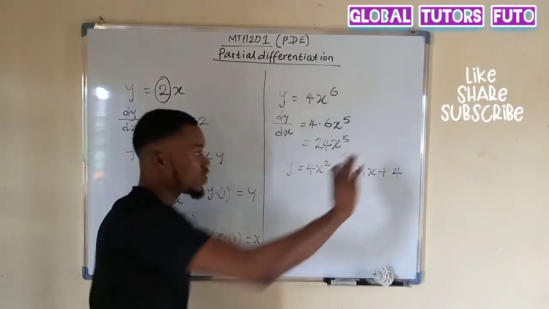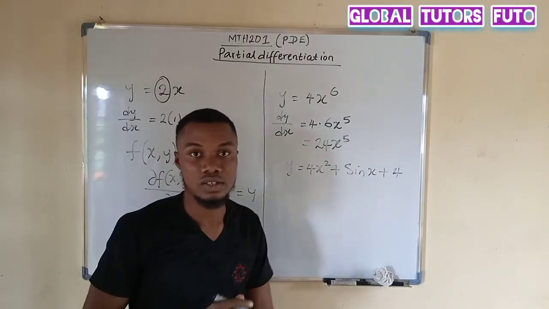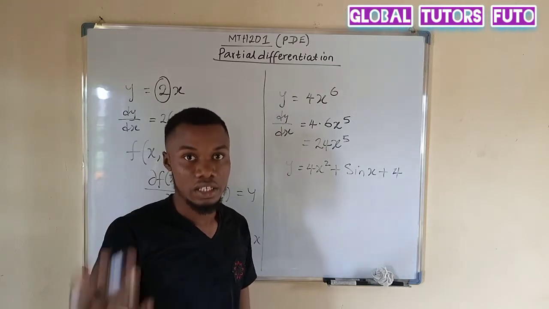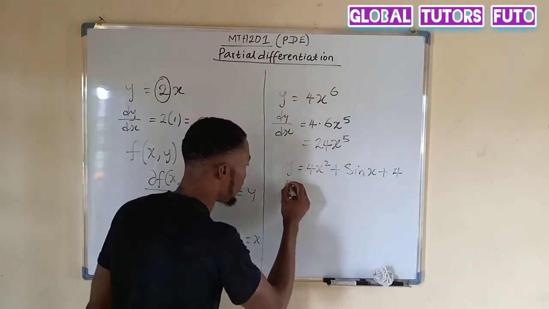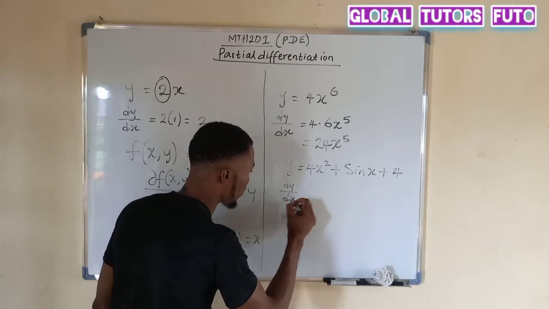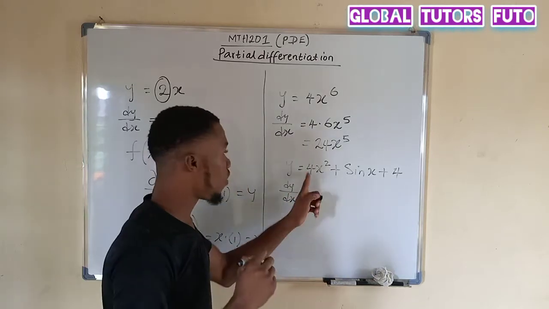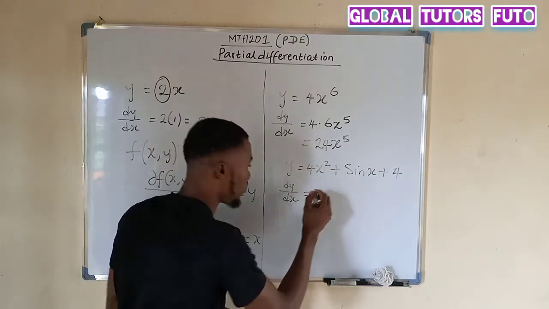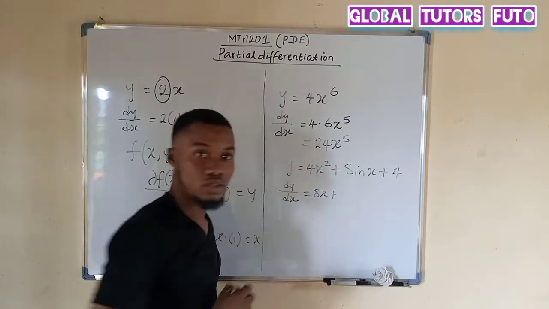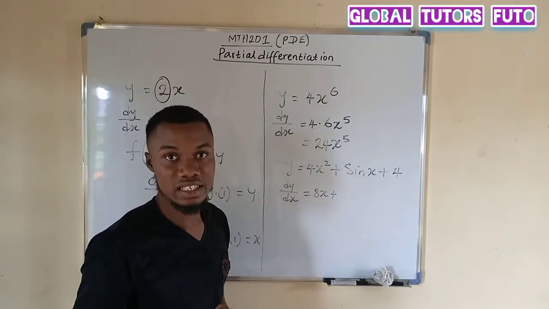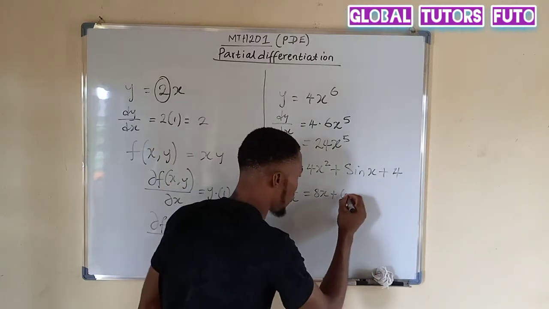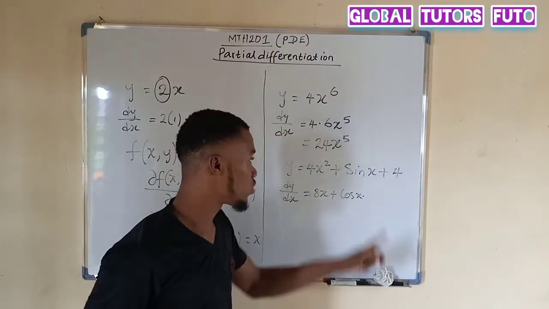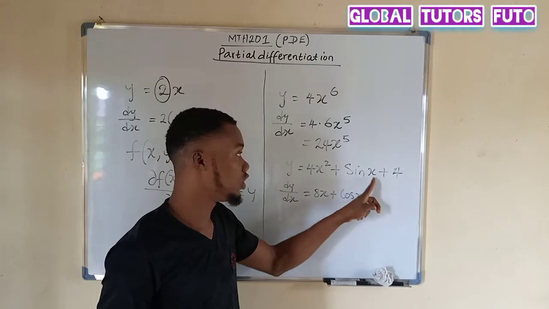We are asked to differentiate this with respect to x. Okay, find the first order derivative. Now my dy/dx will be equal to, 4 is a constant, so if I differentiate this, I'll get 2x. 2 times 4 will give me 8x plus, if I differentiate sin x, I will get cos x, so I have cos x. Now don't forget that whenever you differentiate any trig, you differentiate the angle.